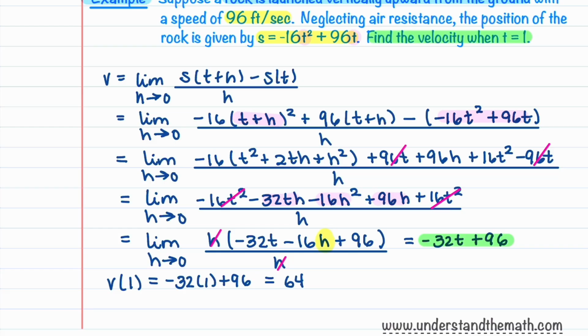And we are doing a word problem, which means we have to have units. Our speed that we were given was in terms of feet per second, so our velocity will be in terms of feet per second. So let's write down feet per second. And that is our final answer.